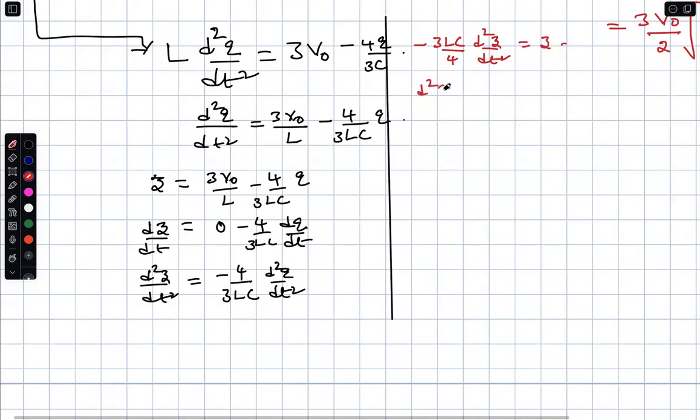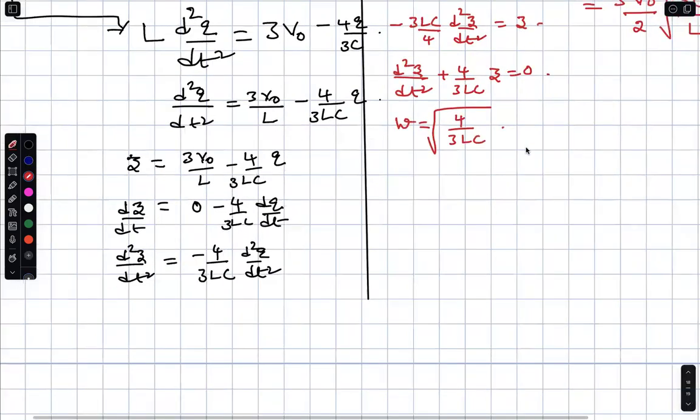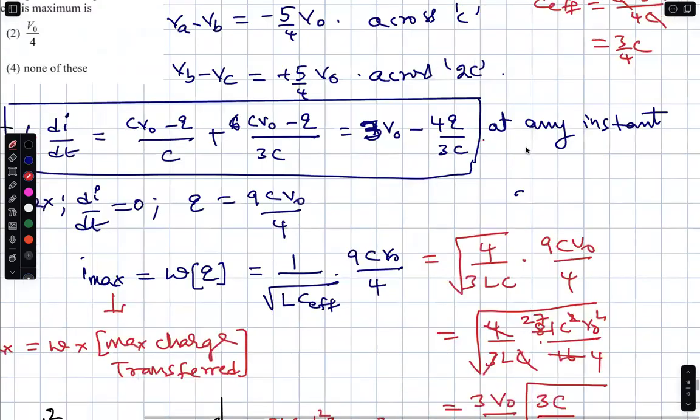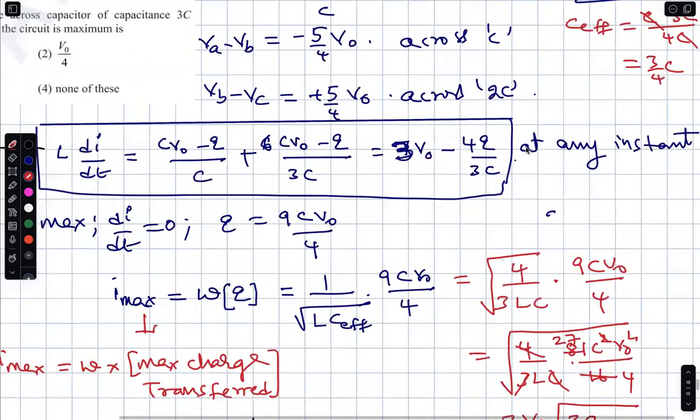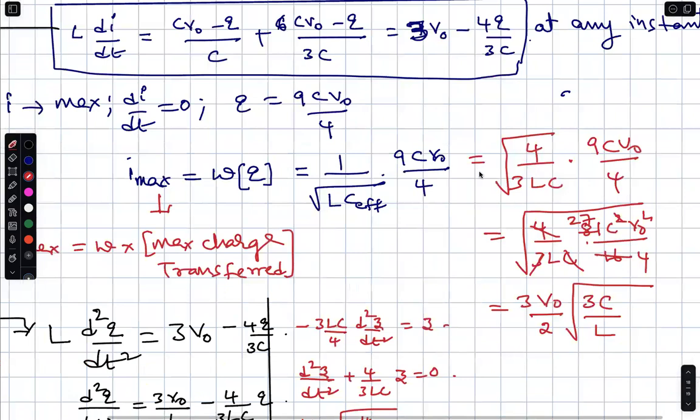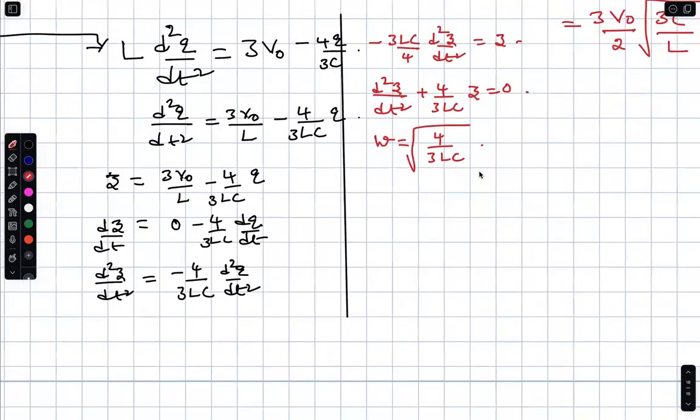You can write this as d²z/dt² + (4/3LC) z = 0, which means omega is root of 4/(3LC). That's omega. I got the same omega we got. Look, the same omega term we got. And number 2, the equation.